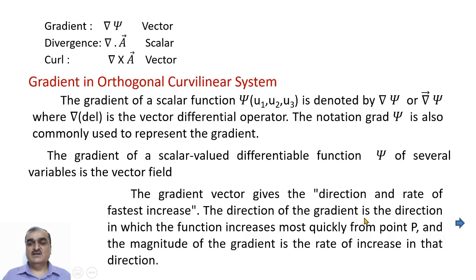The direction of the gradient is the direction in which the function increases most quickly or most rapidly from point P, and the magnitude of the gradient is the rate of increase in that direction. Therefore, magnitude gives rate of increase and direction gives the direction of increase. This we see in detail with two examples.